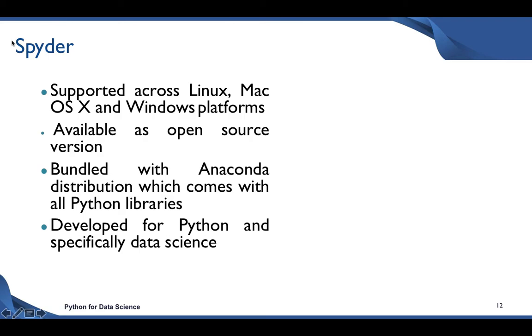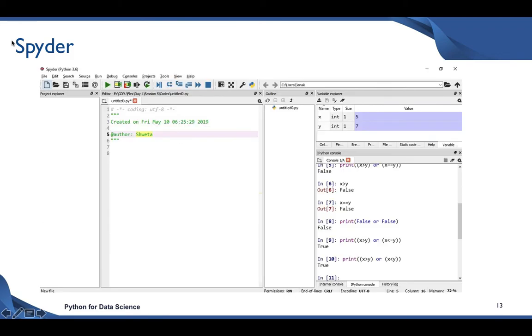So for the time being, just understand it is an IDE which is supported across all the platforms, and it is available as open source, and it is developed for Python and specifically data science, right? The interface looks something like this. Here in this part we can write our code, and here in this part is the console. Here we can see the output. We have the variable explorer in which we can see the variables and the values and the type, right?